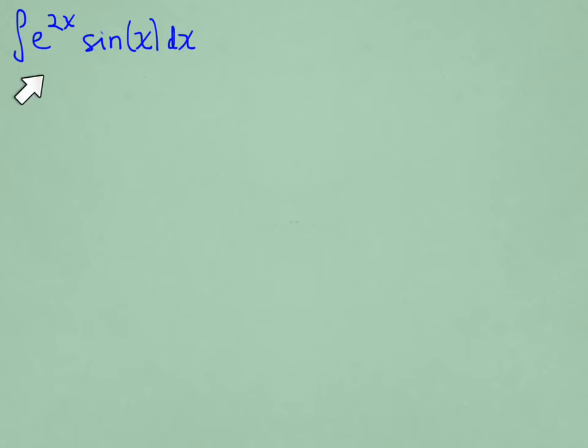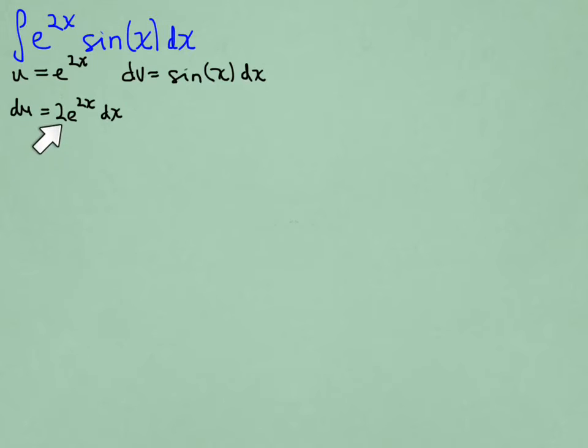Here I have an exponential times a trigonometric. I'm going to take u to be the exponential. It turns out that you could make the other choice. You could take u to be the trig function, and it would still work just as well as what I'm doing here. But I'm going to take u to be the exponential. I then have to take dv to be everything else in the integral, so I have to take it to be sine of x times dx. To find du, I need to differentiate, so derivative of e to the 2x is 2 times e to the 2x, using the chain rule.